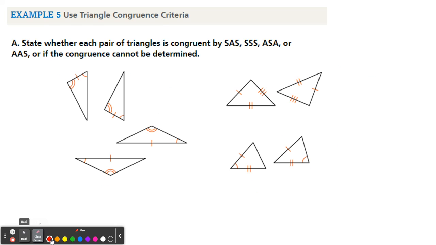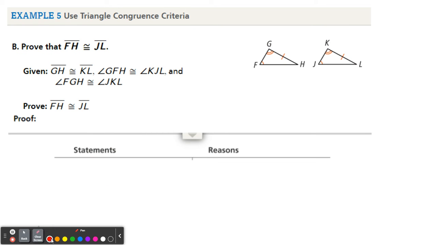Okay, part B now. Okay, let's do a formal two-column proof. This one says prove that segment FH is congruent to segment JL. Well, these are corresponding parts of these two triangles. So if we can prove the triangles are congruent, then we know that those sides are also congruent. We are given three things. GH is congruent to KL. That's a pair of sides. Angle GFH, so angle F, is congruent to angle KJL, so angle J. And angle FGH, angle G, is congruent to angle JKL, angle K, so G and K.